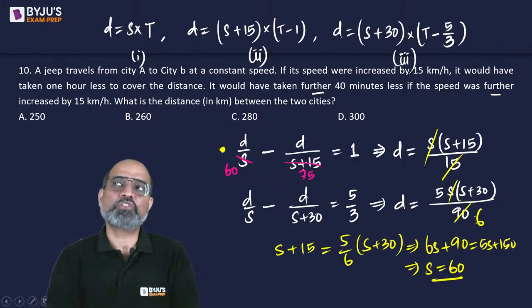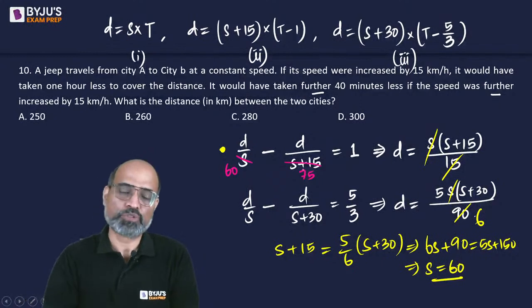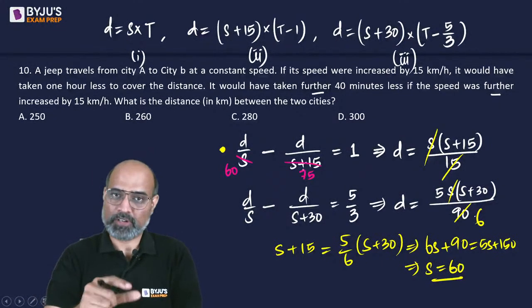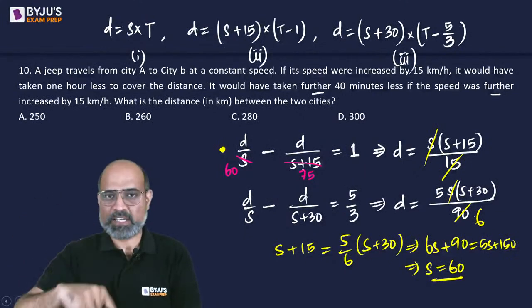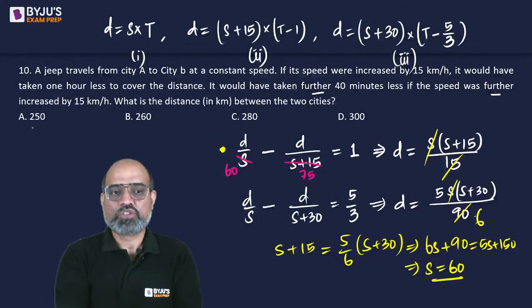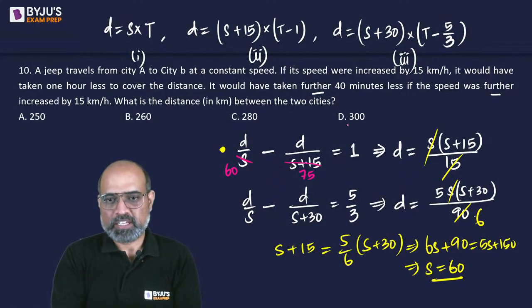So we have to think of a number, or we have to use the options to find out that value of the distance. जो 60 से divide होगा, तो we'll get a number. When it gets divided by 75, we'll get another number. Difference of these two is 1. So if I take 250 by 60, it's going to be a fraction, right? So कोई ऐसा number जो 60 और 75 दोनों से divide हो जाता है, which is 300.